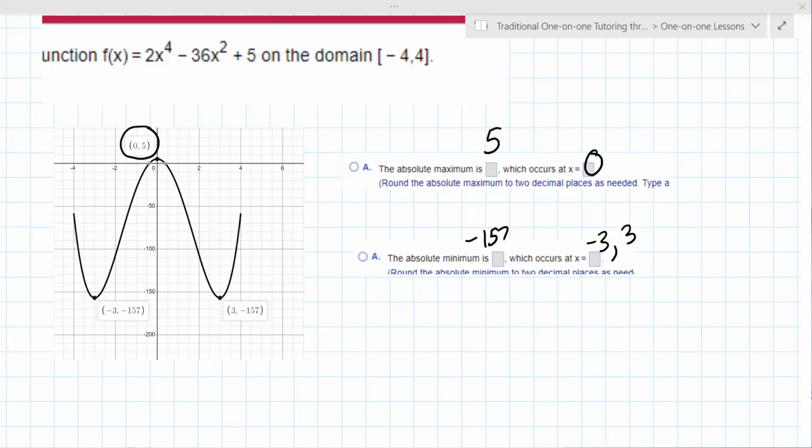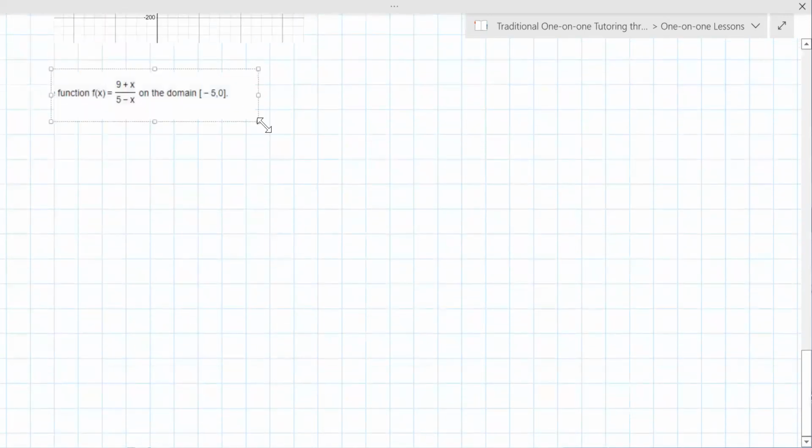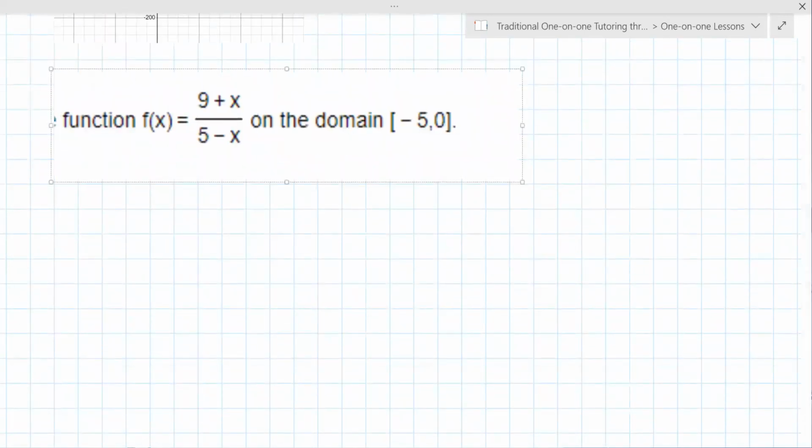All right, so let's look. Got another one here. I'm going to go to my other screen and graph it. This is a rational function, so it's going to look a little bit different. It's not going to be as nice and smooth as the others that we've been looking at.